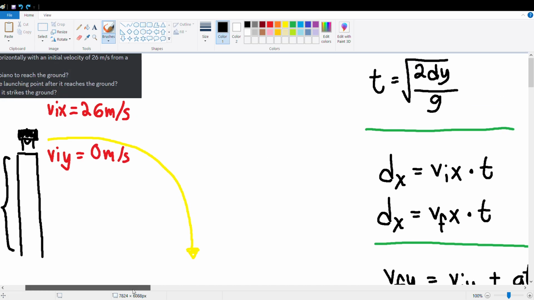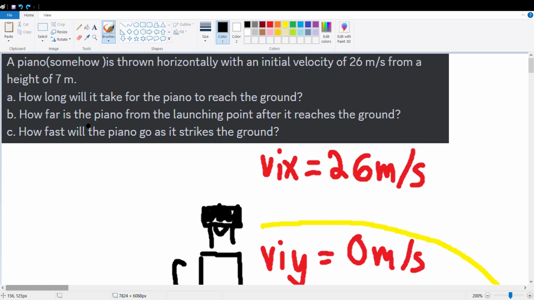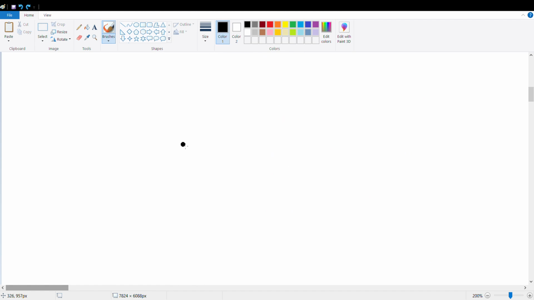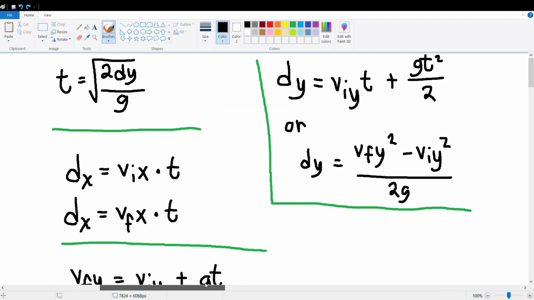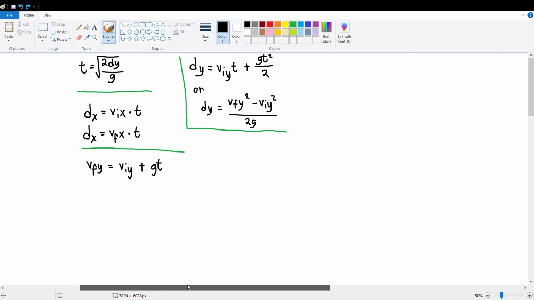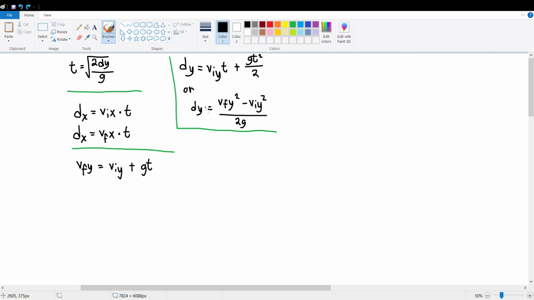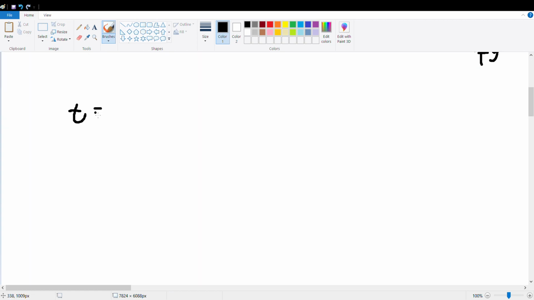Alright, so now how do you solve for all of these questions? How long? That is basically saying what is the time, and from this you just have to memorize these formulas, which is not that hard if you have mastered kinematics. We basically just derived all of these. So t equals square root of 2 dy over g. So we're going to be solving for that.